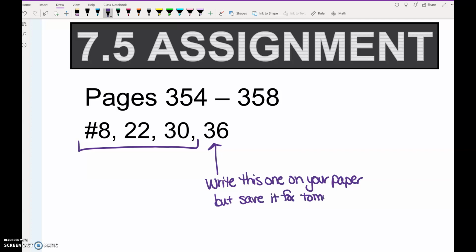So tomorrow we will start by doing number 36 together in class. Then we'll do example 5. I'll just have you add that to your work on your paper, and then I'll have a worksheet for you to practice tomorrow.